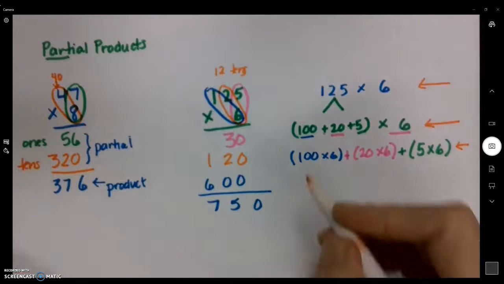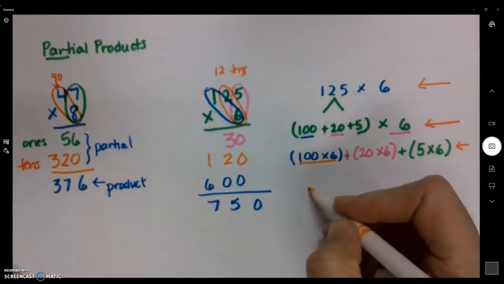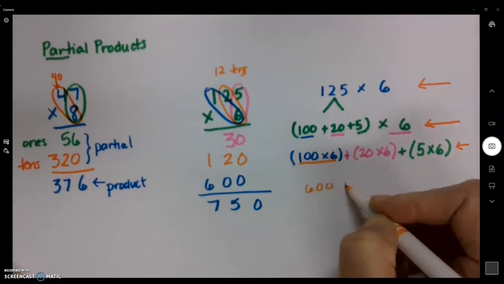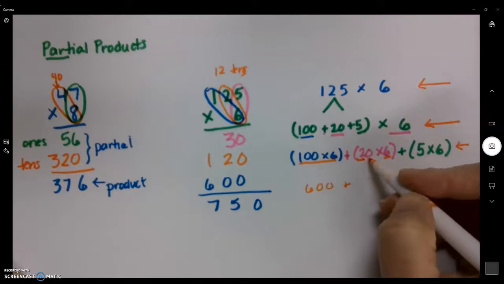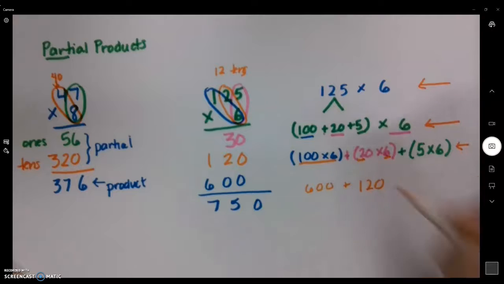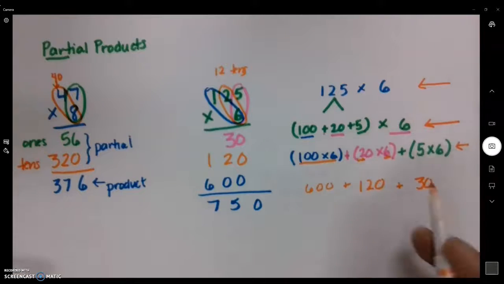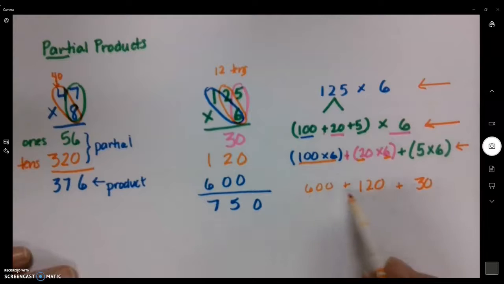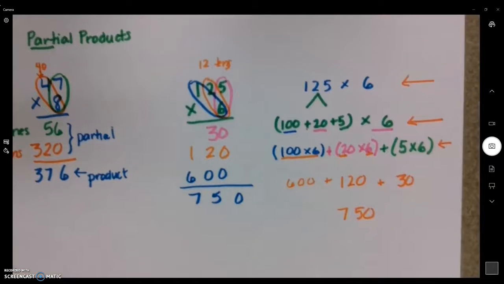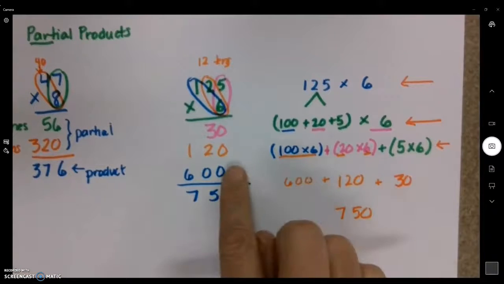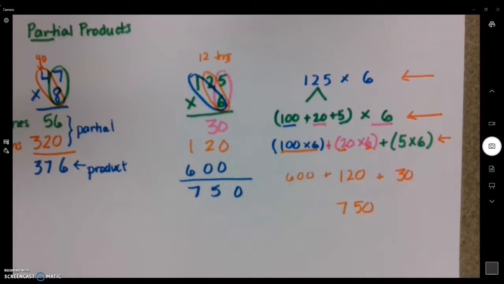Now to finish solving this, I'll go ahead and 100 times 6 is 600. 20 times 6, well, I can think of that as 6 times 2 tens, and that's going to be 12 tens. And then 5 times 6. I can solve this one mentally. 600 plus 120 is 720. 720 plus 30 is 750. So these are the 2 methods we've looked at a lot so far.